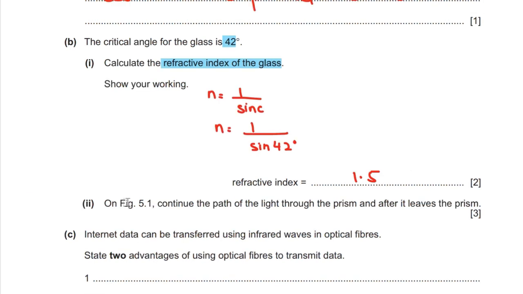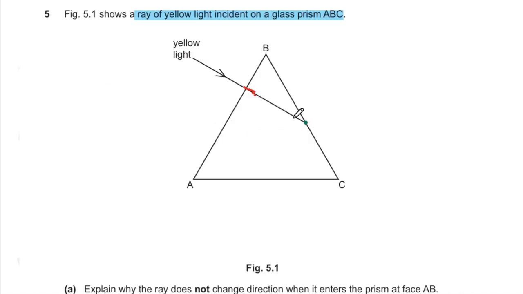The second question says on figure 5.1 continue the path of light through the prism and after it leaves the prism. Remember that the critical angle of glass is 42 degrees. Firstly, at the point where the ray is falling, we have to check the angle of incidence. If it is greater than the critical angle, the light will undergo total internal reflection, and if it's less than the critical angle, then the light would be refracted, not reflected.